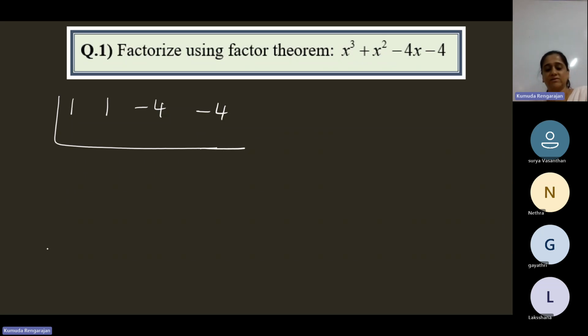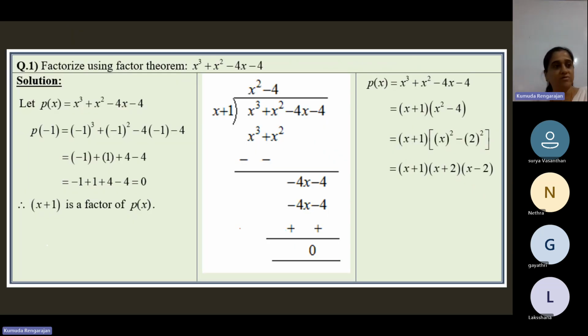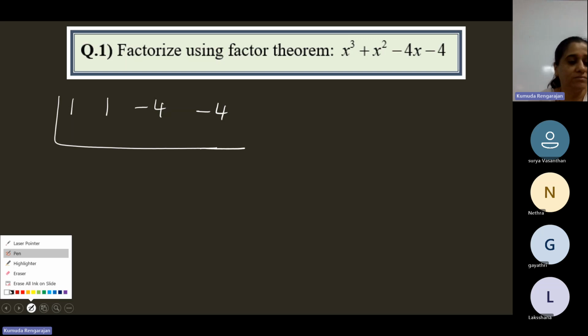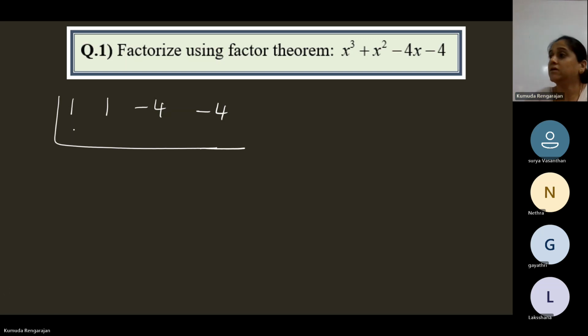Okay, we found one factor. What's the factor? X plus 1. Yeah, correct. Okay, now after this, see here. Say we use the number 1. You can use the numbers 1, minus 1, plus or minus 1, plus or minus 2.